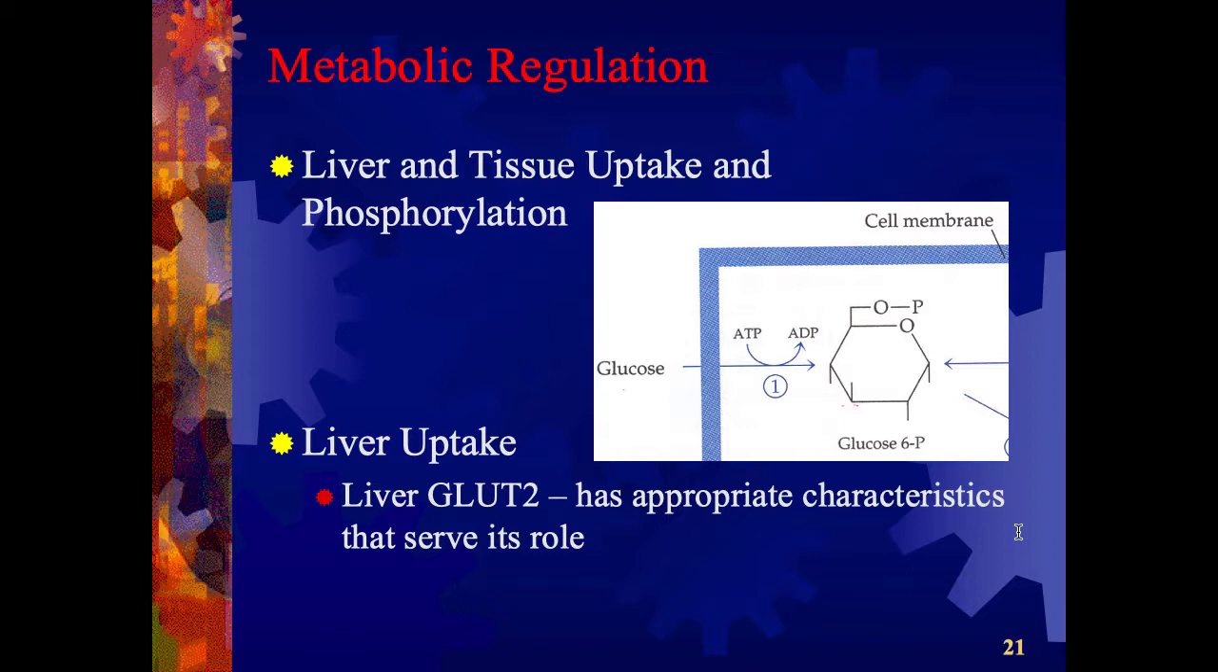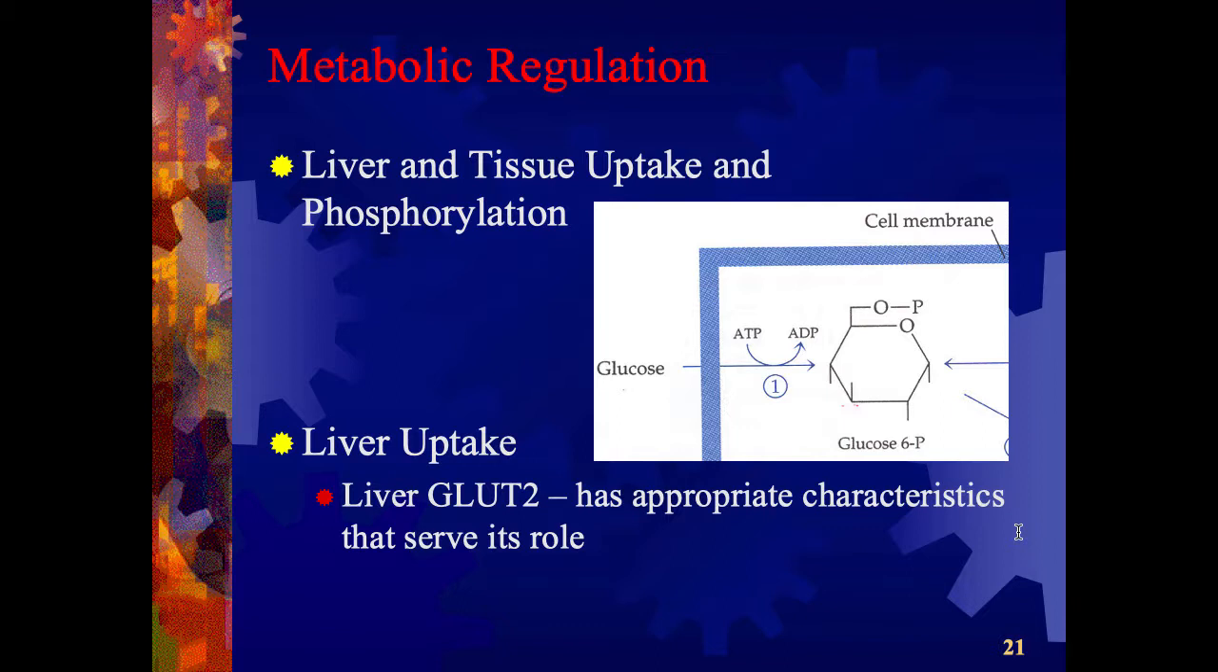Okay, so let's see. Now let's say, for example, it goes inside the cell and it's converted to glucose 6-phosphate, right? Basically, there's an enzyme here that takes a phosphate from ATP, adds it to glucose. This particular enzyme adds it to the hydroxyl group on carbon number 6. So we call it glucose 6-phosphate.